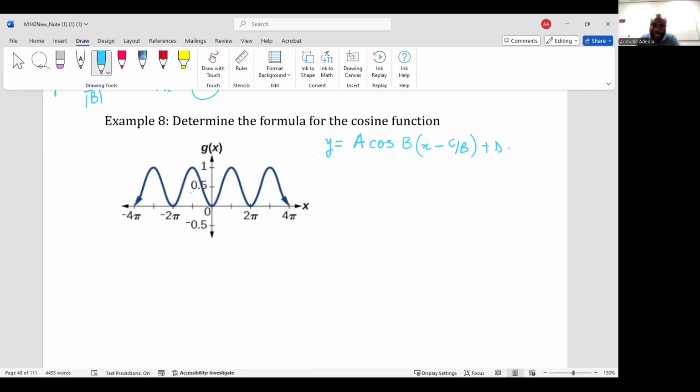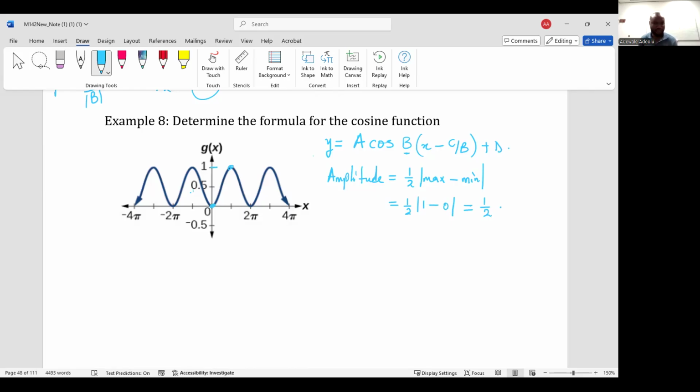Now, A is, we have the formula that amplitude is 1/2 of the maximum minus the minimum. Remember? So that is 1/2 of the maximum value here, which is 1, minus the minimum value, which is 0. Therefore, our amplitude is 1/2. We know that. Okay. Moving on, B. The question is, can we know B by itself from the graph?